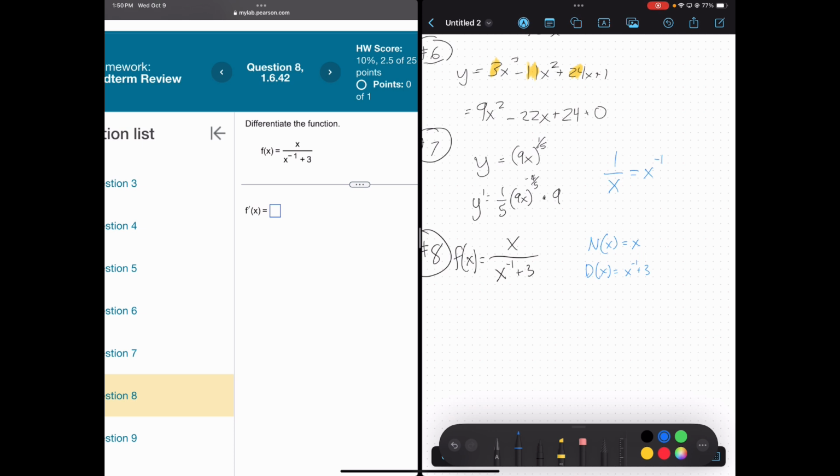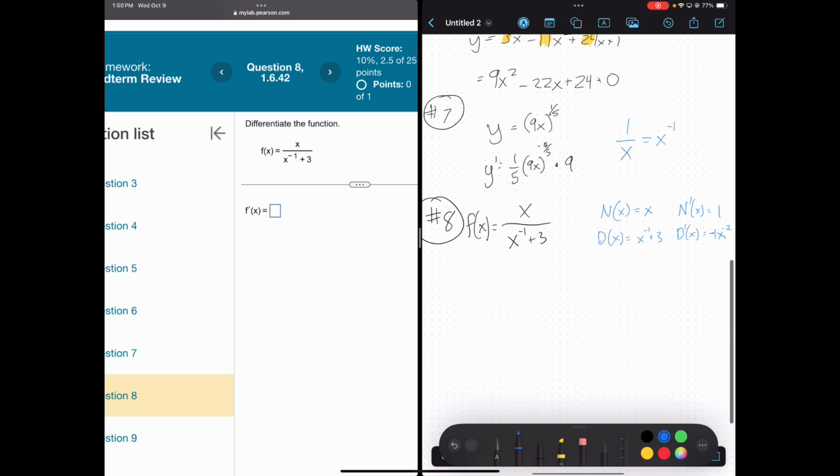In order to use quotient rule, I needed the derivative of both of those. Derivative of the numerator is just 1. Derivative of the denominator. I have to use power rule for the first piece, but the derivative of 3 is just 0. So I get negative 1 x to the negative 2. Now I can put this all together using quotient rule. So the quotient rule is the bottom function times the derivative of the top, which is just 1, minus the top function times the derivative of the bottom, which is just negative x to the negative 2, over the bottom function squared, so x to the negative 1 plus 3 squared.